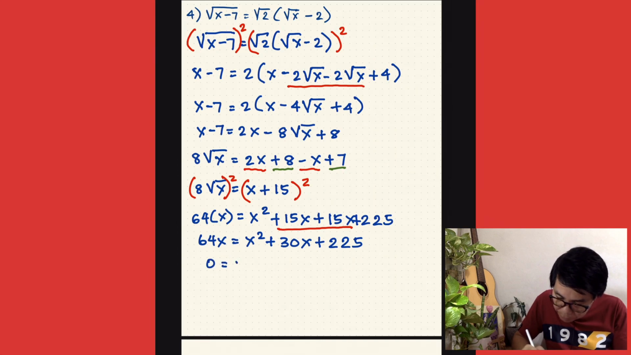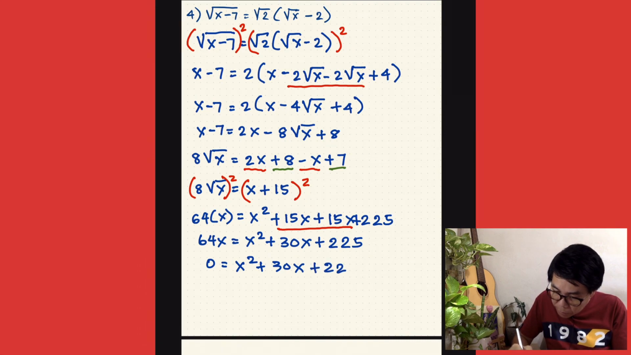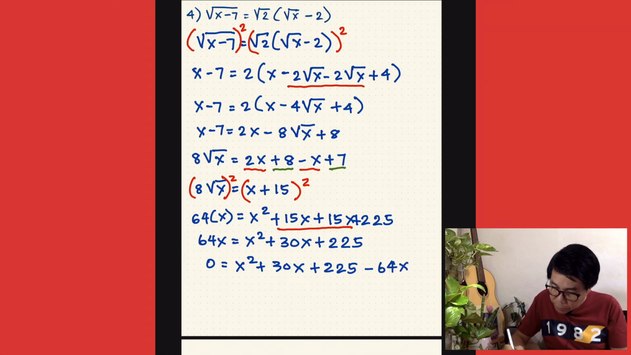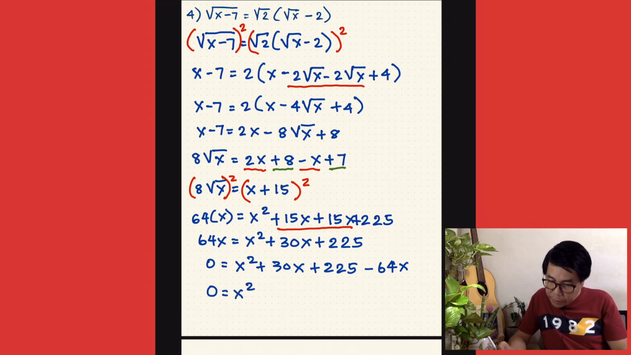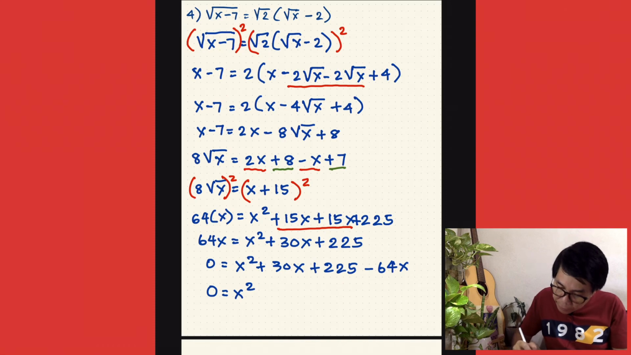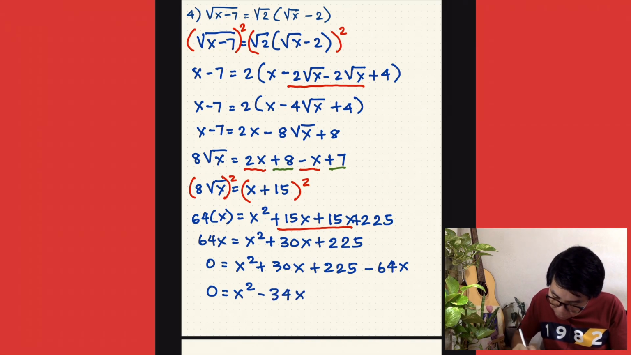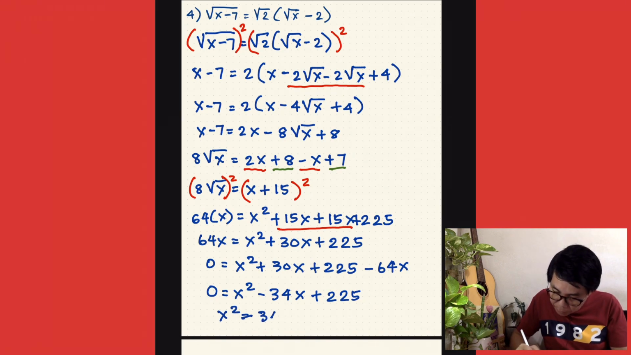So we have 0 is equal to x squared plus 30x plus 225 minus 64x. So we have 0 is equal to x squared, combine 30x minus 64x is negative 34x, plus 225. Now let us rewrite the equation: x squared minus 34x plus 225 equals 0.